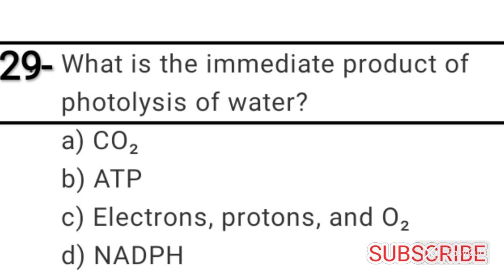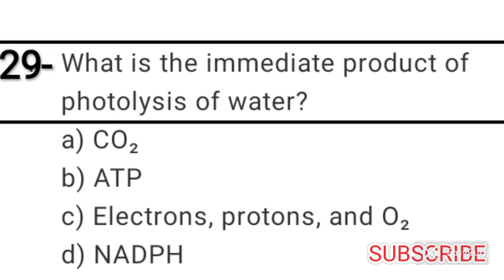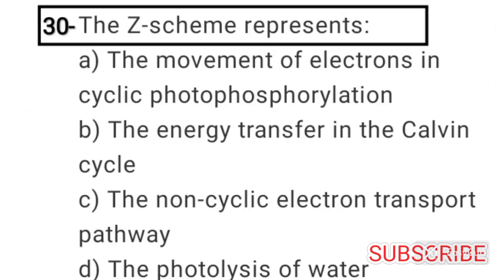These all are the immediate product of photolysis of water. What is photolysis of water? Photolysis of water means splitting of water. Water splitting generates these molecules in photosystem 2. Now come to question number 30.